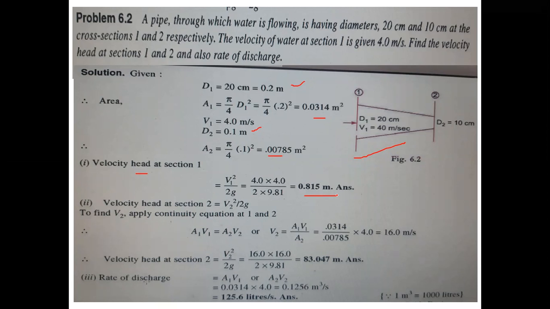So what is A1 V1? A1 V1, 0.0314 into 4, is equal to 0.1256. That is equal to 125.6 liters per second. That is the rate of discharge.